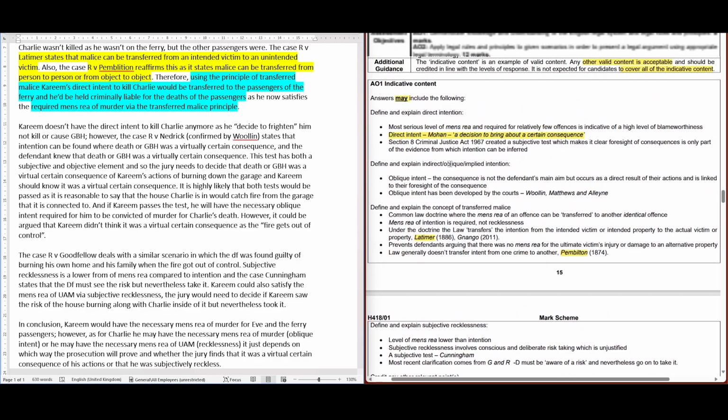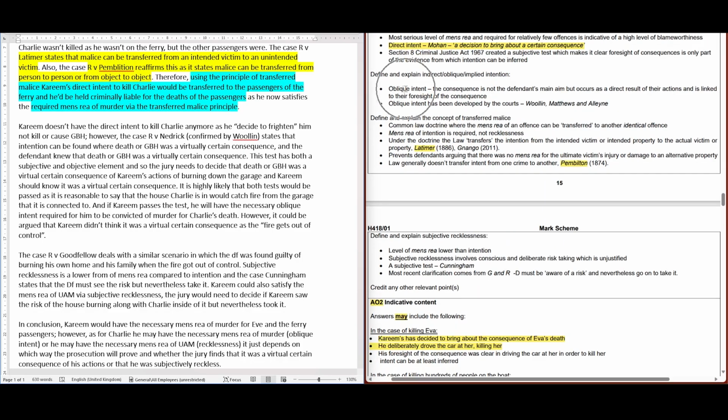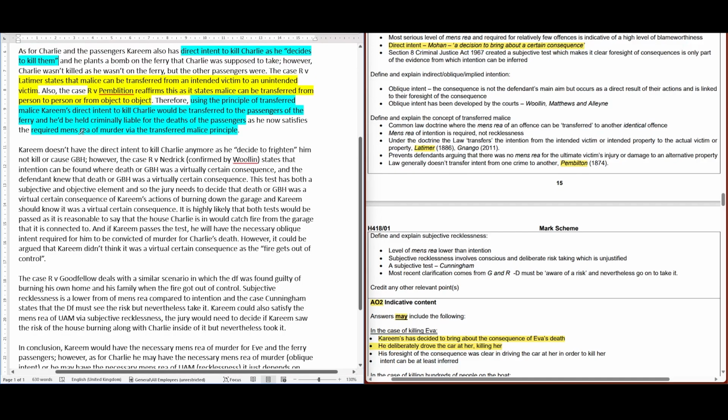Let's read the AO1 for oblique intent. Here we are. So you need to define and explain oblique intent, or indirect or implied intention. Oblique intent: the consequence is not the defendant's main aim, but occurs as a direct result of their action and is linked to their foresight of the consequence. Oblique intent has been developed by the courts, in the cases Woollin, Matthews and Alleyne. So let's see what is written in the answer.